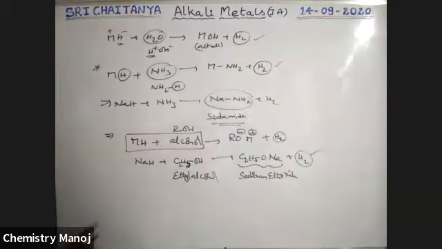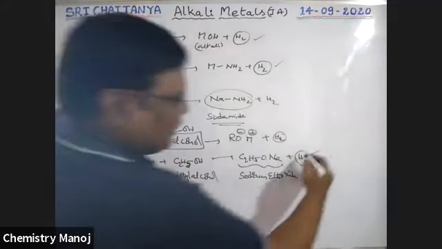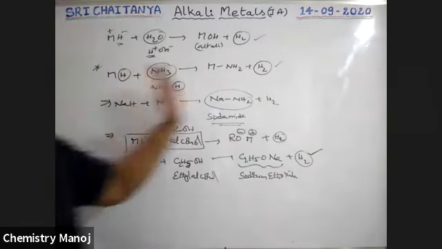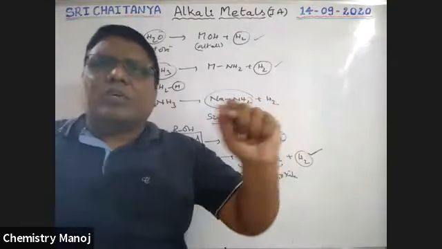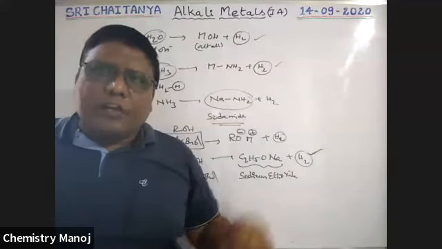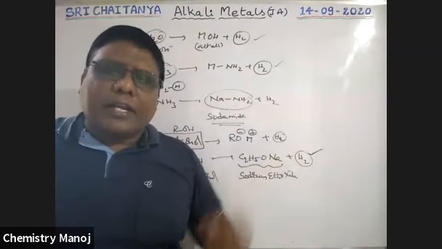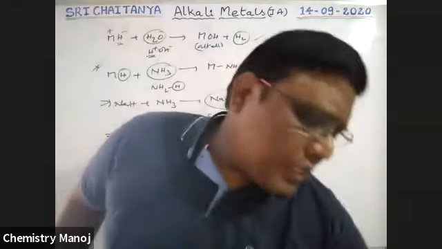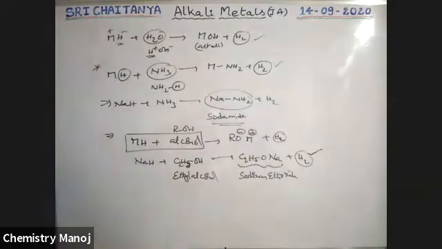See, boys, when it reacts with water, hydrogen is liberated. When it reacts with ammonia, hydrogen is liberated. When it reacts with alcohol, hydrogen is liberated. So whenever hydrogen is liberated, these are good reducing agents, hydrogen supplying agents. That is, our metal hydrides are good reducing agents. Now some properties about these reducing agents.